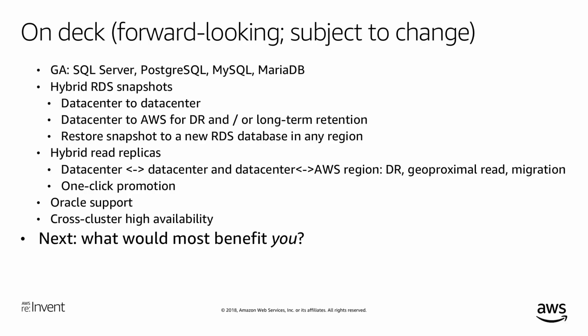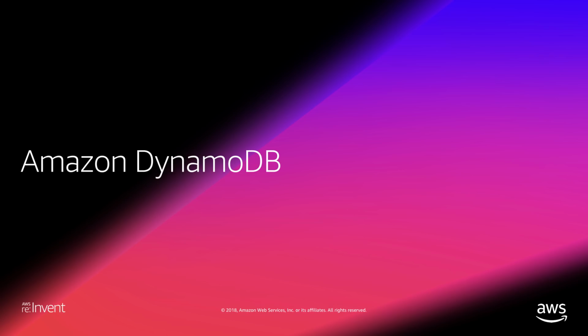Talked a little bit about hybrid read replicas, so data center to data center to AWS, disaster recoverability, geo-proximal read. So if you want your customer base or your user base to log into the closest region, so let's say GovCloud East or GovCloud West, that's also possible. And then migration, one-click promotion, Oracle support, and cross-customer or cross-cluster high availability. So next is really to look at your applications and say, of all these things you're doing, what's the most beneficial to you? So the next thing I'm going to discuss is a couple of new features in Amazon DynamoDB.